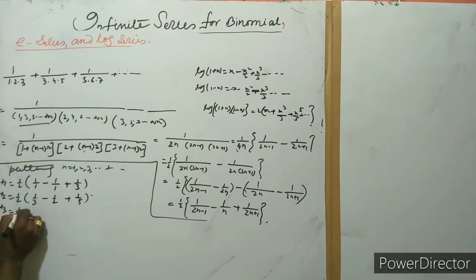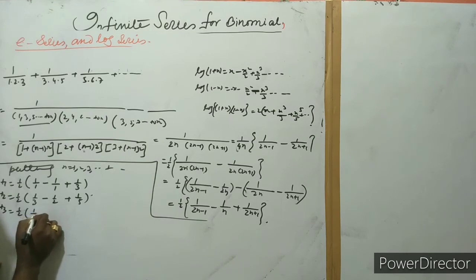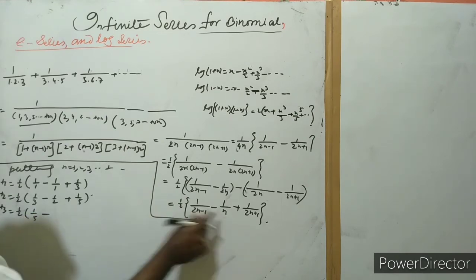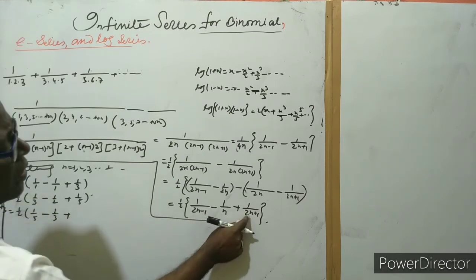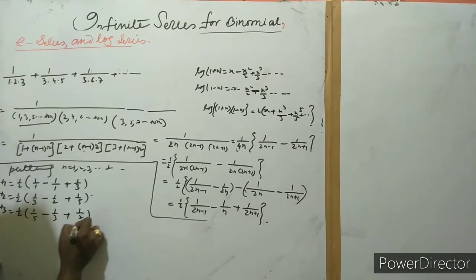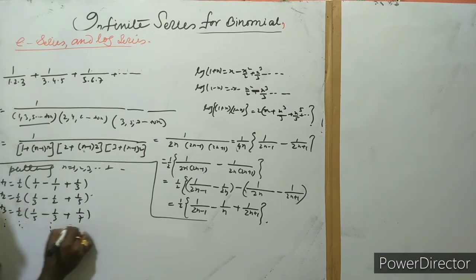Okay, T3: 3 minus 1, 6 minus 1, this is 5. 3, this is 1 by 3. 3 to the 6, 7, 1 by 7. Okay, so see, and so on.